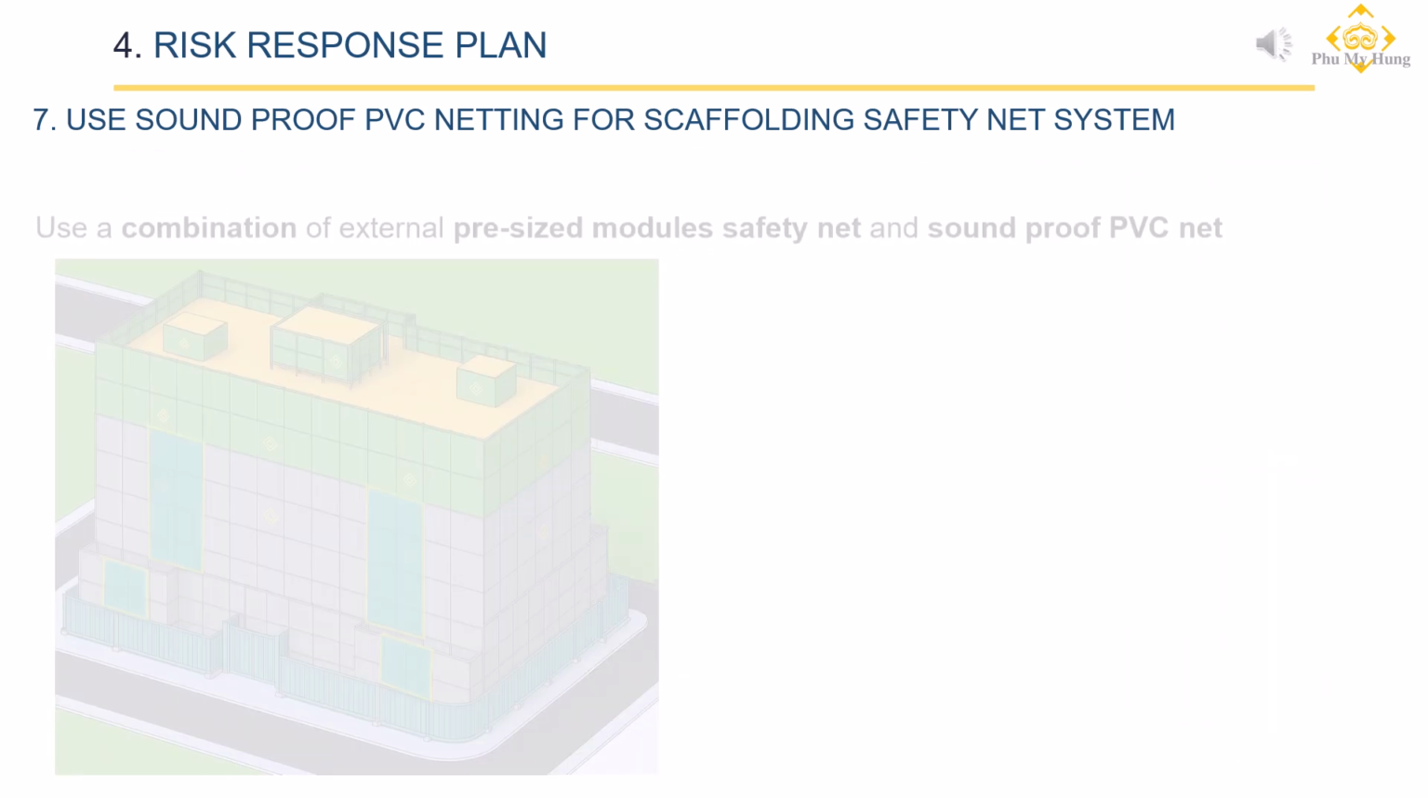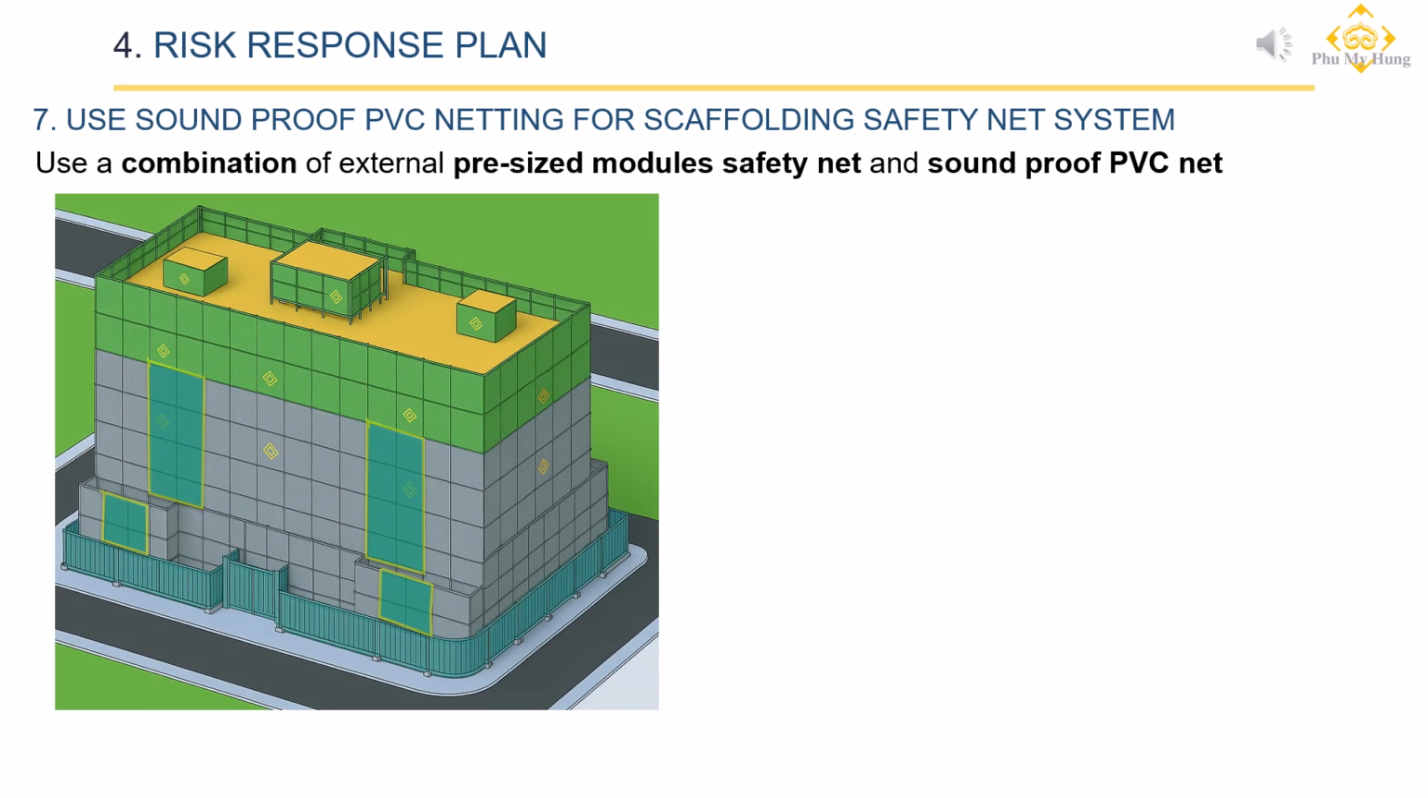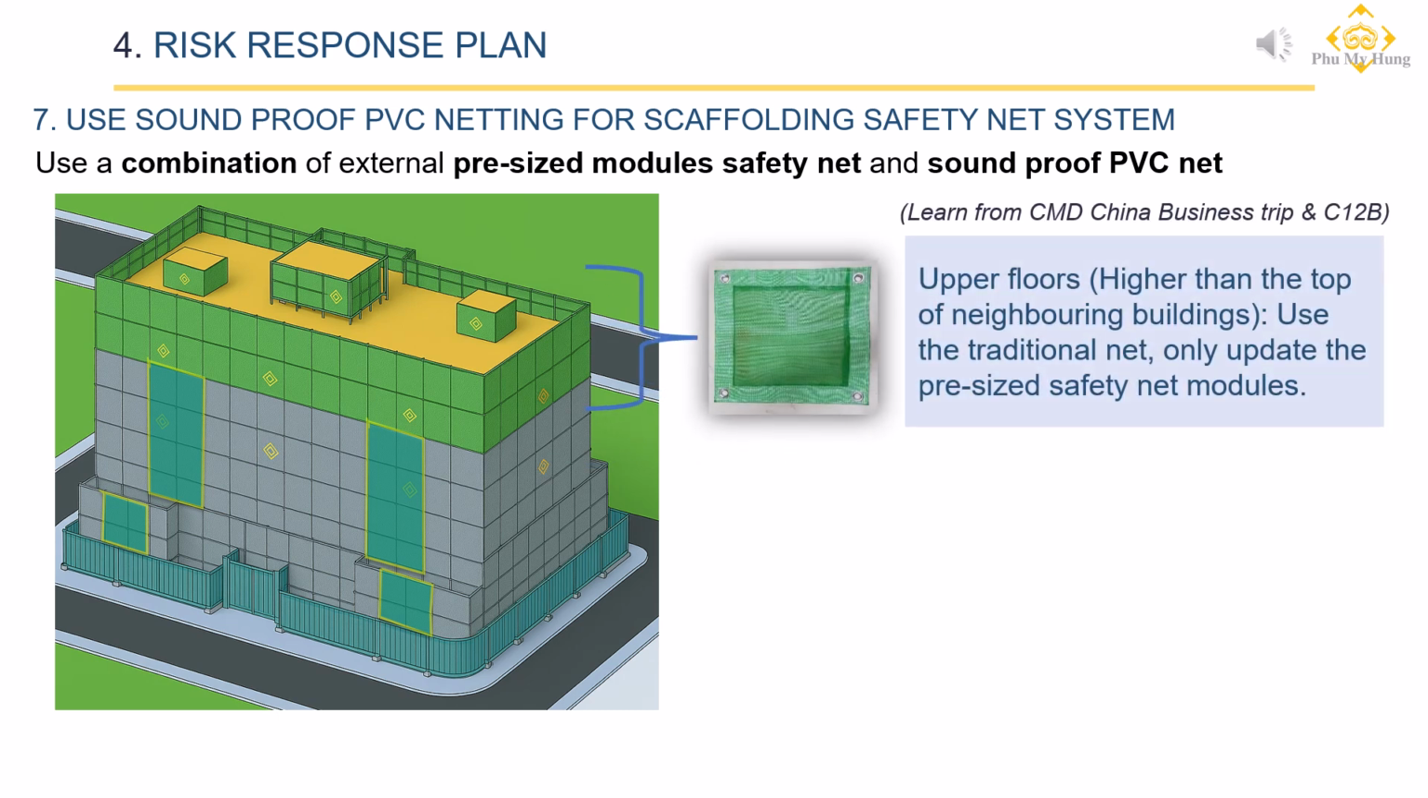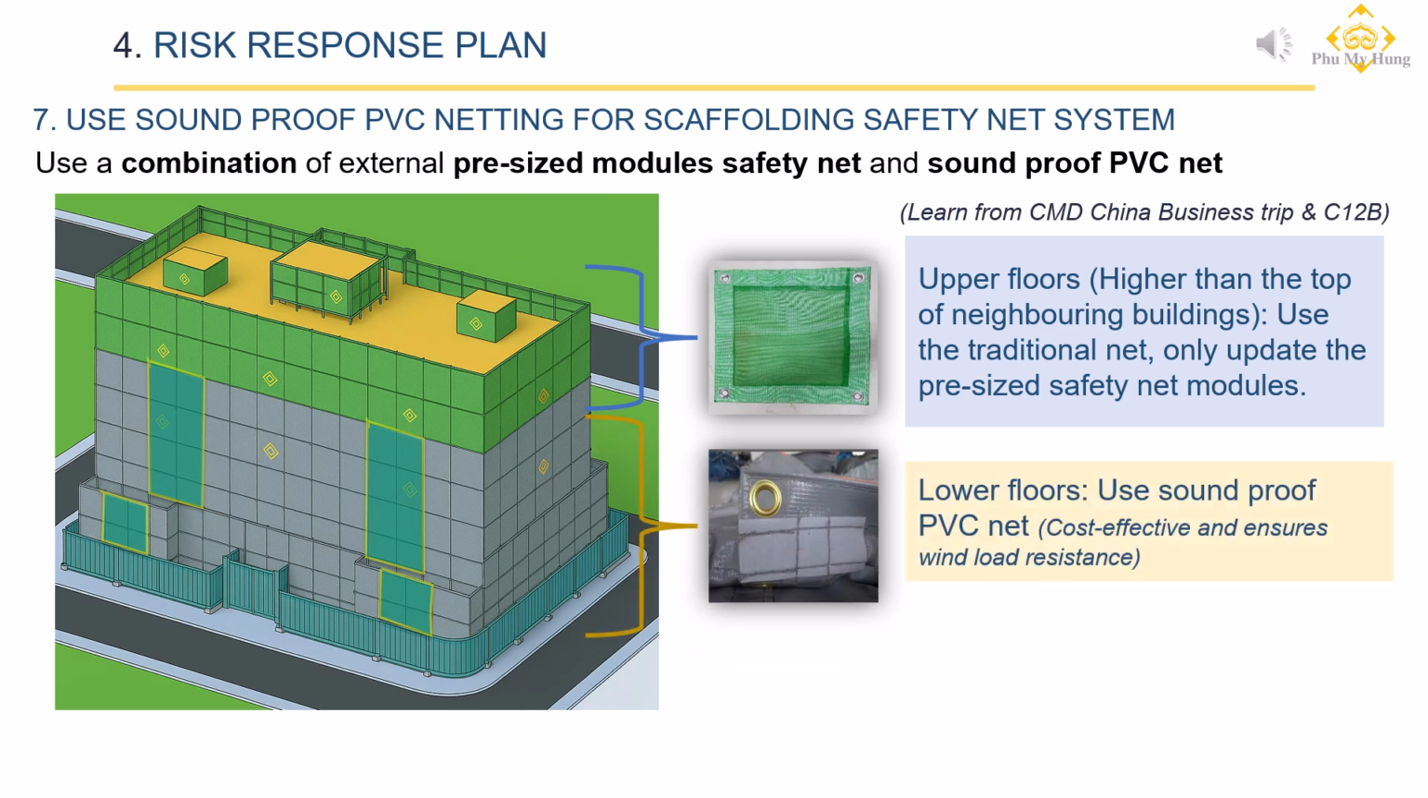For the H14-3 project, we recommend continuing to use the traditional open mesh type on the upper floors, while incorporating modular netting as learned from the CMD business trip and the C12B project. Given that the adjacent Mayan and Maikan buildings are only around 23 meters tall, we propose the application of soundproof PVC mesh starting from the 9th floor, approximately 30 meters in height, downward, to mitigate the risks of dust, odors, and noise from the construction site affecting the nearby residential area.